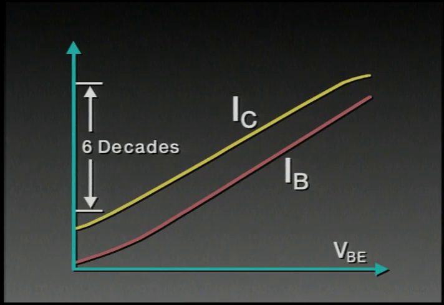The Gummel plot shows how that relationship between collector current and base-emitter voltage is very linear on a logarithmic collector current scale over many decades, at least 6 decades, and frequently 8 to 9 decades of current. That's an intriguing aspect of the behavior of bipolar transistors. We also show here the behavior of the base current.